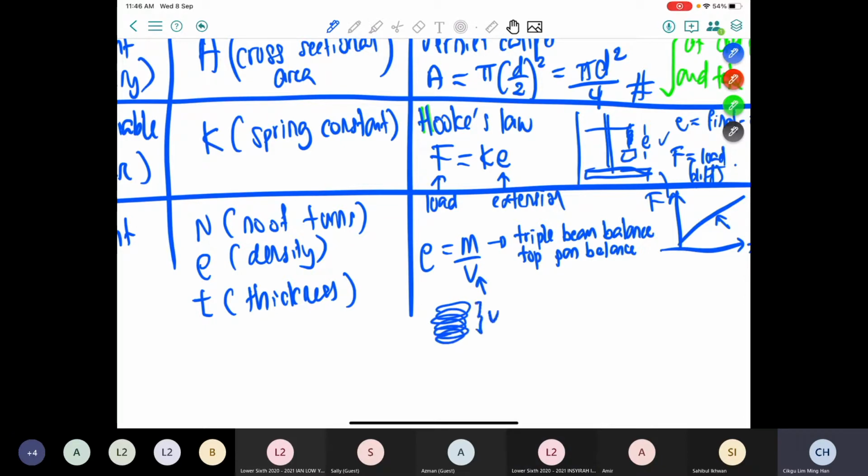How do you find its volume? For me, I have a hard time. Yeah, if it's a solid cylinder, look like this. If it's a solid cylinder, the volume will be pi r squared h. But this one is a spring. A spring has many gaps in this coil here.